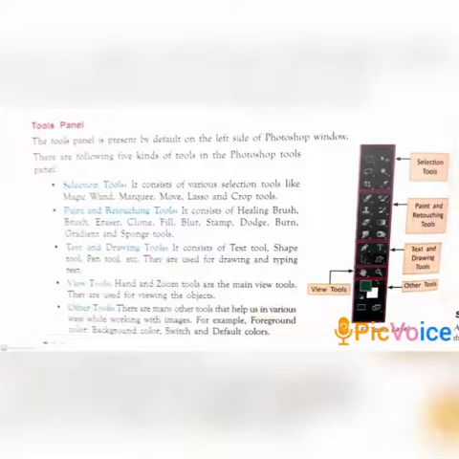Next, tools panel. It is an important question. The tools panel is present by default on the left side of the Photoshop window. There are 5 kinds of tools in the Photoshop tools panel. First one, selection tools. Second one, paint and retouching tools. Third one, text and drawing tools. Fourth one, view tools. Another one, other tools.